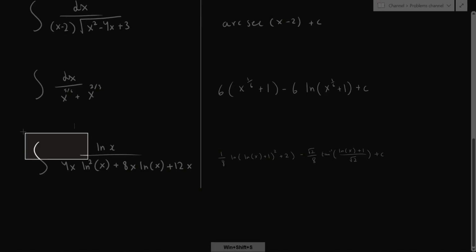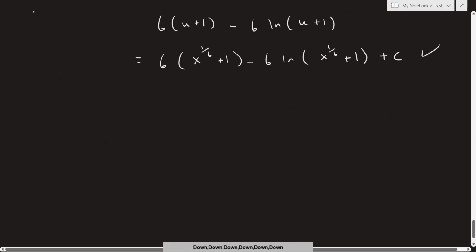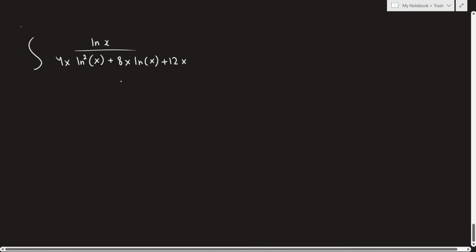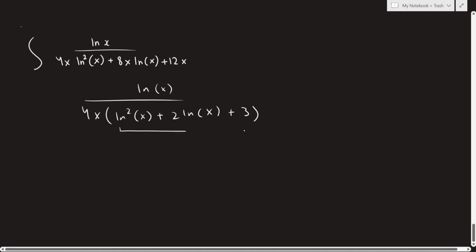All right, last question. This one is long, but it's easy. So first of all, we need to factor the bottom, the denominator. We can see that 4x is common between them. So let's take 4x as a common factor. So 4x times ln squared of x plus 8x over 4x is 2 ln x plus 12x over 4x is 3. Great. Now let's factor this.